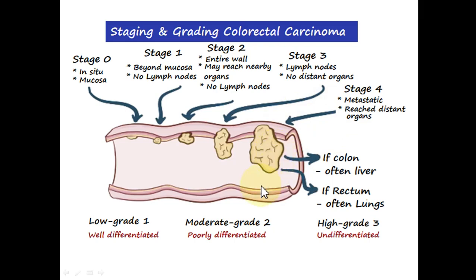We can also grade the colonic or colorectal cancer into low grade or grade 1, in which the cells can be very well differentiated, and the moderate grade or grade 2, in which the cells are poorly differentiated, and the high grade or grade 3, in which the cells are totally undifferentiated. And when the cancer is in this grade, it becomes incurable.